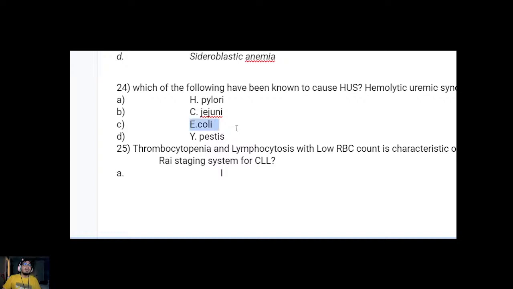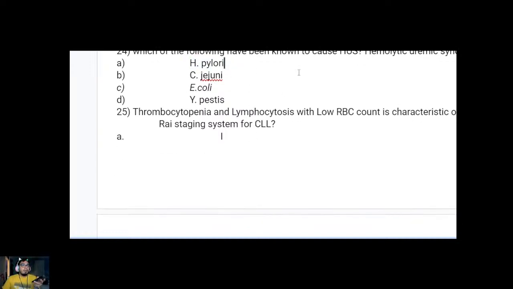Kasi marami ang nagkamali ata dyan. Ang mga pinili ng majority of the people, selected H. pylori. I don't know why you guys chose H. pylori, although uremia could be or ulcers could be caused by urea. Hemolytic uremic syndrome is for E. coli. Specifically, enterohemorrhagic E. coli.